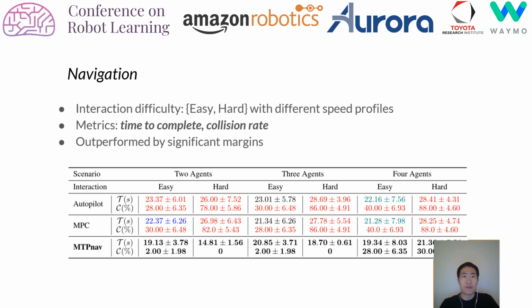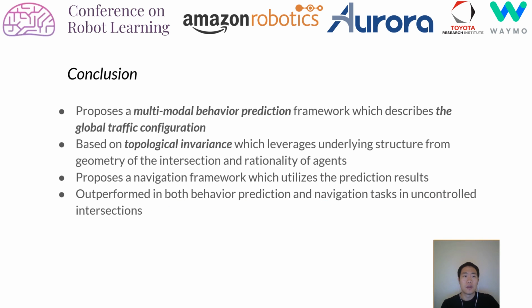We set collision rate and time to complete as metrics for navigation, and our framework outperforms other methods by large margin. In summary, we propose a multimodal behavior prediction based on topological invariance and outperform in both behavior prediction and navigation tasks in uncontrolled intersections. Thank you.